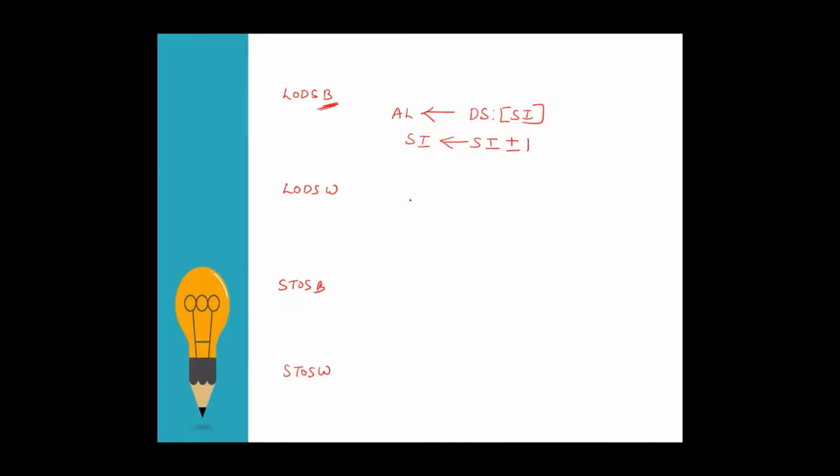What does LODSW do? It loads not a byte, it loads a word. That means who is going to be your accumulator? AX is going to be your accumulator. Which content will go? Content will go from 2 locations because you are loading a word. A word means 2 bytes. So content will go from SI and SI plus 1 to the AX register. So how will SI get updated? SI will become SI plus or minus 2.